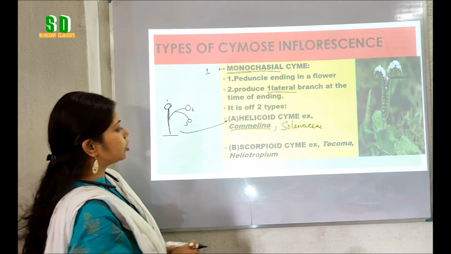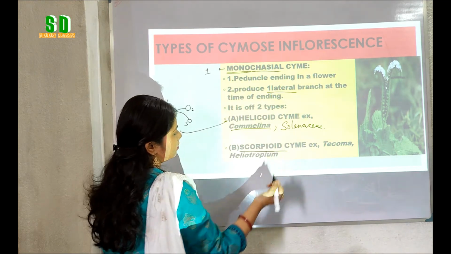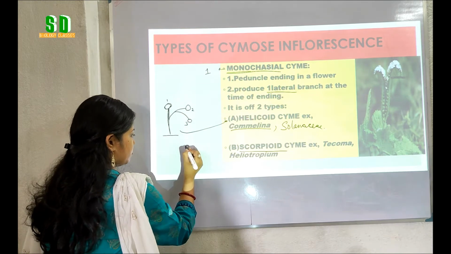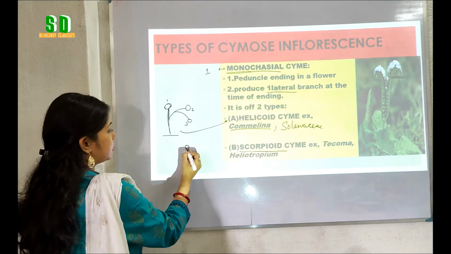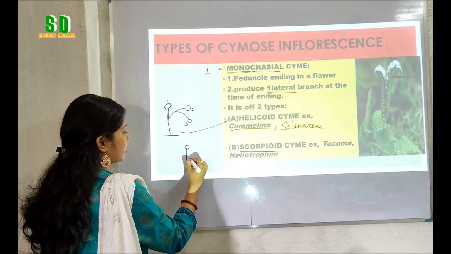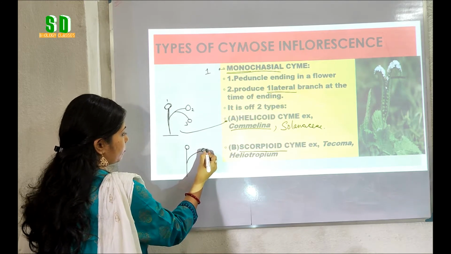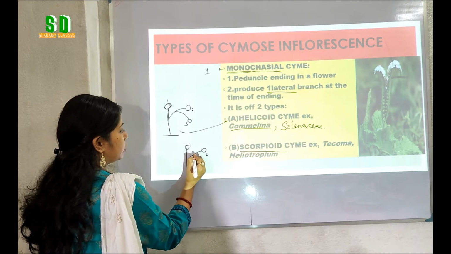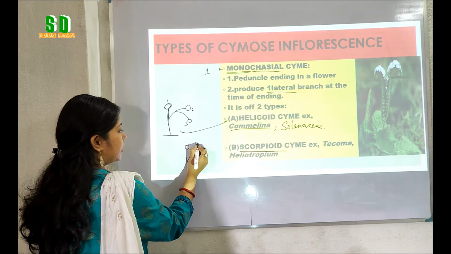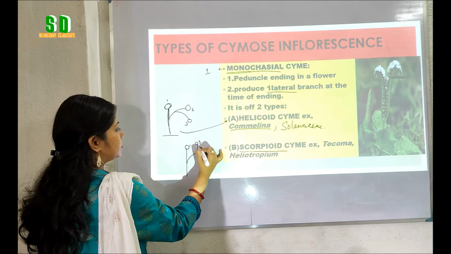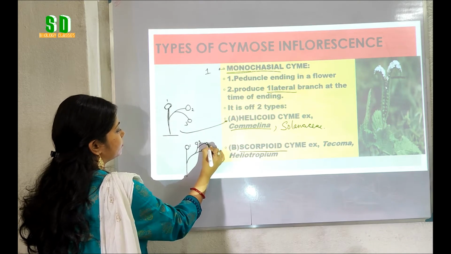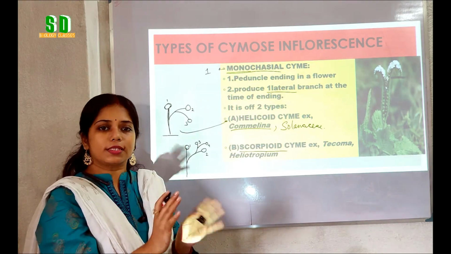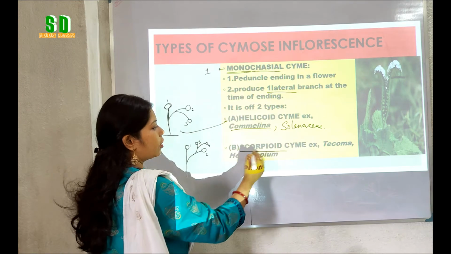Another type of monocasial cyme is scorpioid cyme. Here the branching is present. This is the main peduncle that terminates in a flower. Then the branching occurs on the right hand side. This is flower number 1, flower number 2. Another branch occurs on the left side, flower number 3. Another branch occurs on the right side. So when the branching occurs in a zigzag manner, then it is known as the scorpioid cyme.